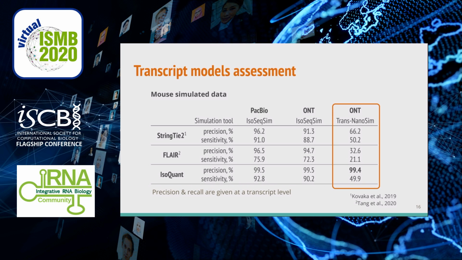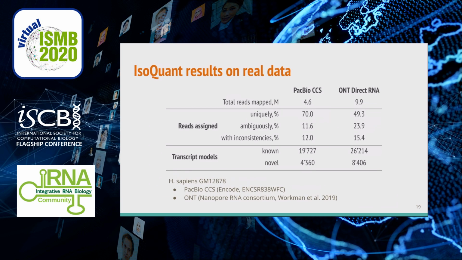Of course, we also tested IsoQuant on real data. For this purpose, we used publicly available human PacBio CCS and nanopore direct RNA sequencing data. As expected, the percentage of uniquely assigned reads in PacBio data is higher than in nanopores, and nanopore reads have more inconsistent reads. As expected, it affects the amount of novel transcripts constructed. It is higher for nanopore data than for PacBio data.